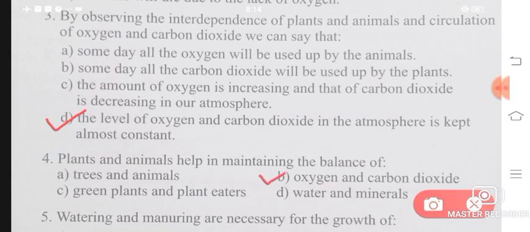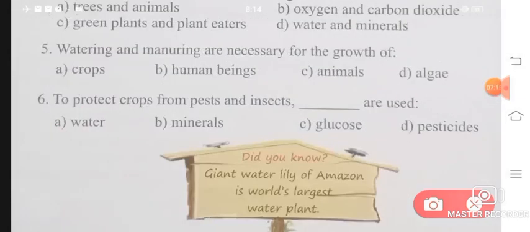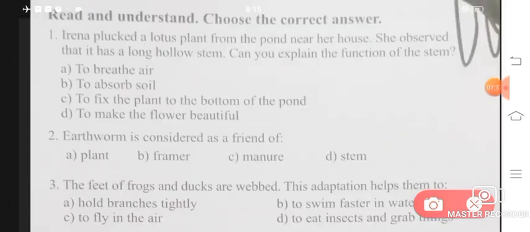Question number 4. Plants and animals help in maintaining the balance of oxygen and carbon dioxide. Question 5. Watering and manuring are necessary for the growth of crops. Question 6. To protect crops from pests and pesticides are used.